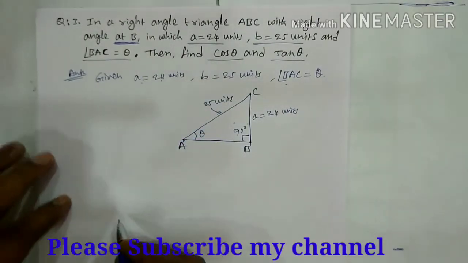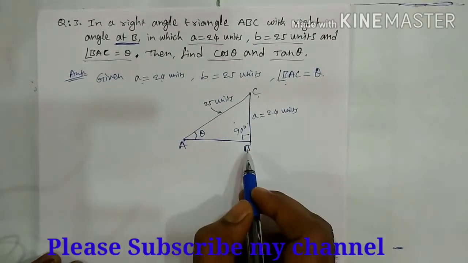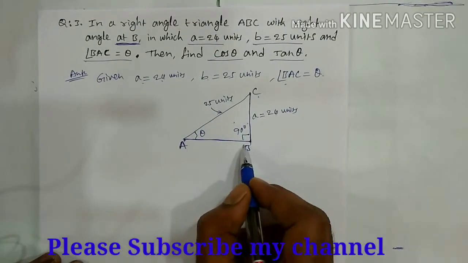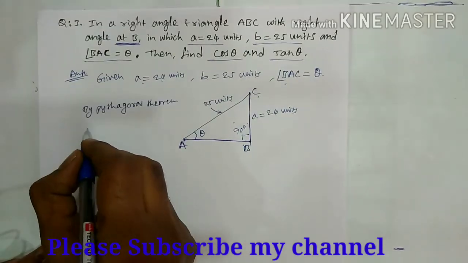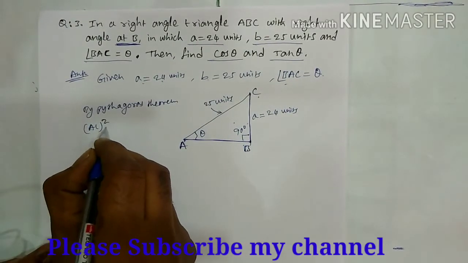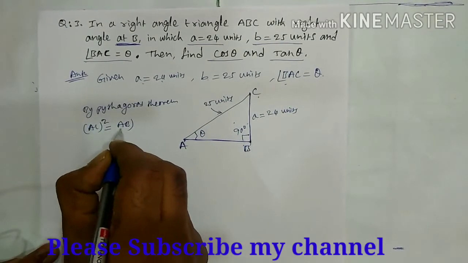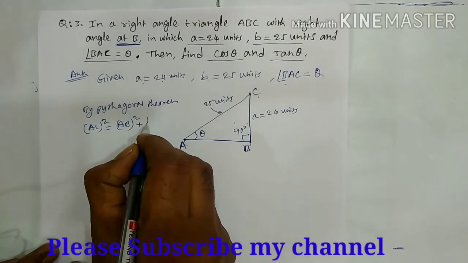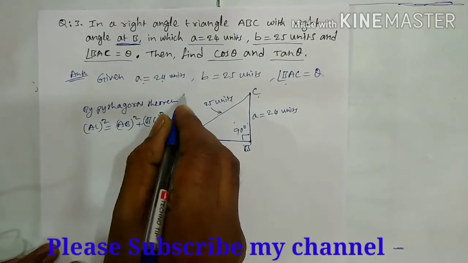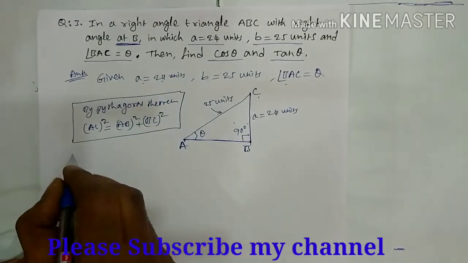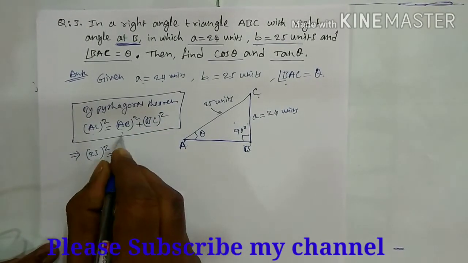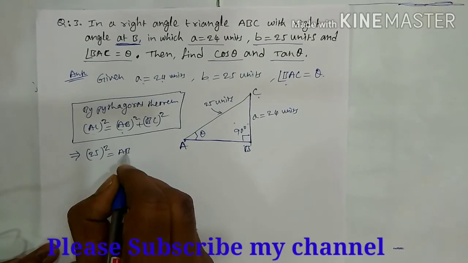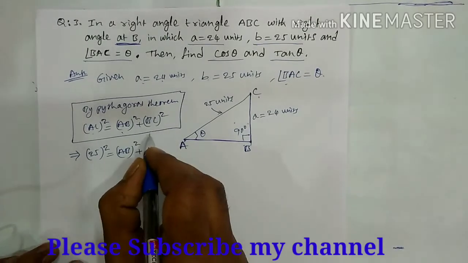That is AC. So AC is equal to 25, BC is equal to 20. So AB is needed. By Pythagoras theorem, AC square, the hypotenuse square, is equal to adjacent side square plus opposite side square. This is the Pythagoras theorem. So AC is 25 square. AB we don't know, we have to calculate.